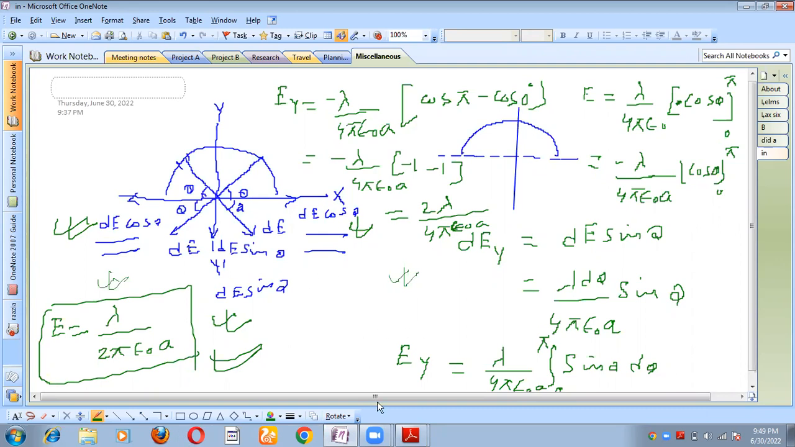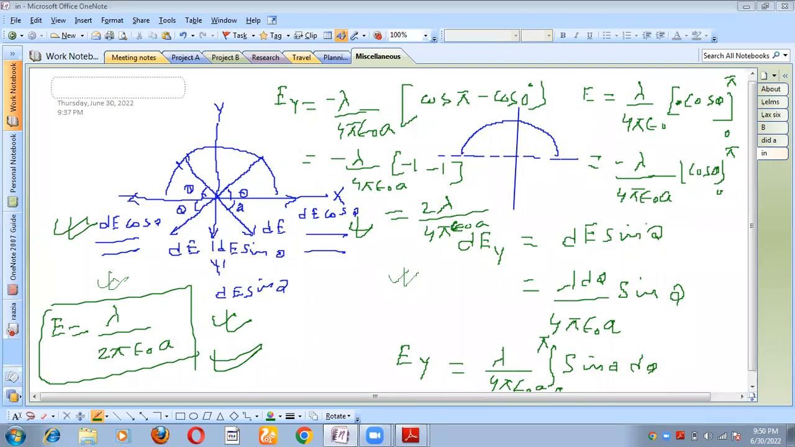Is it 0 to pi by 2? Correct. When the ring is a quarter, the limit of theta will be 0 to pi by 2. Here the ring is a half, so it's 0 to pi. If the ring is full, then the limit of theta will be 0 to 2 pi. Got my point?